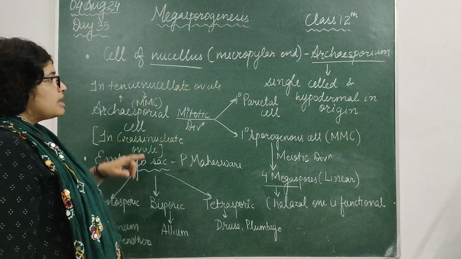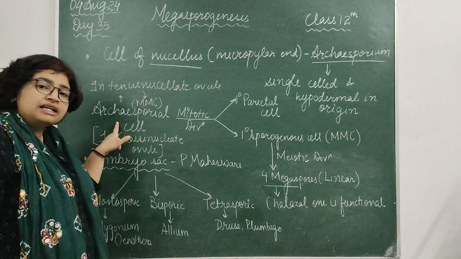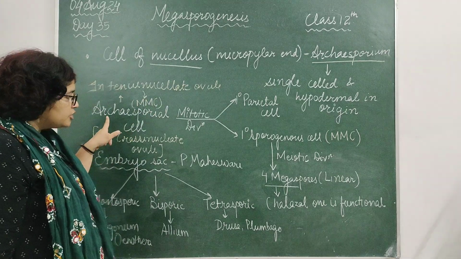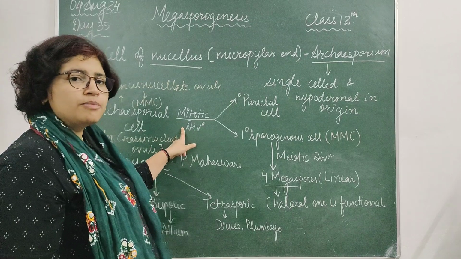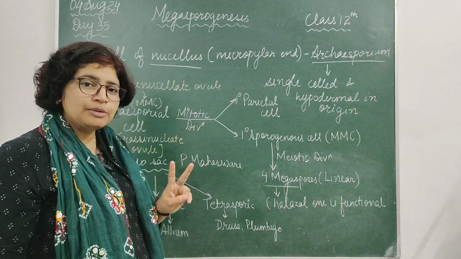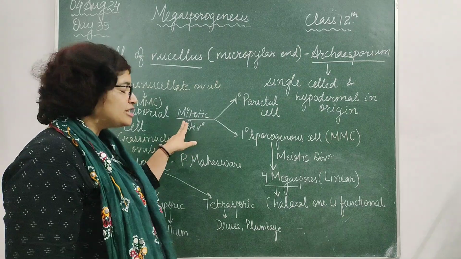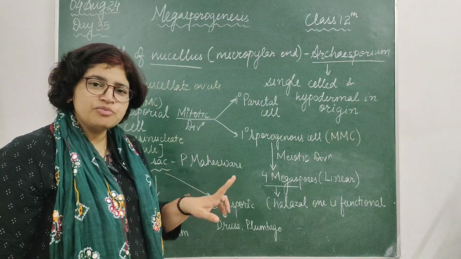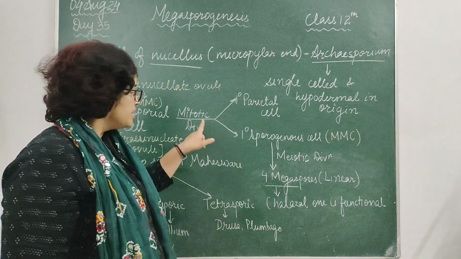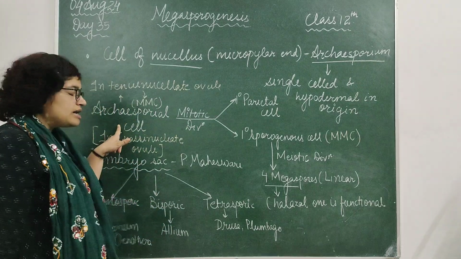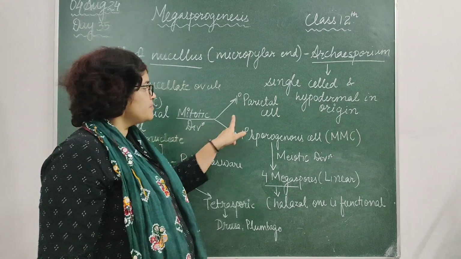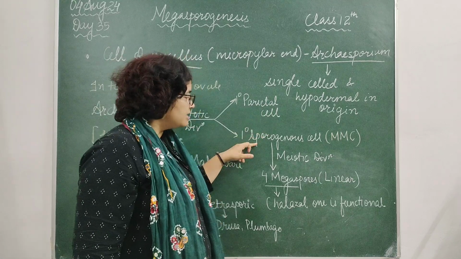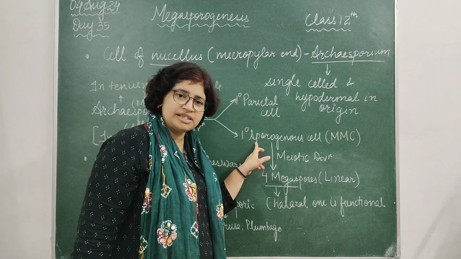Fine. This archaeosporial cell is diploid in nature and will undergo single mitotic division and form two cells which are also diploid in nature, because in case of mitotic division the chromosome number remains same. So that one archaeosporial cell will undergo mitotic division to form primary parietal cell, and the other one is the primary sporogenous cell.